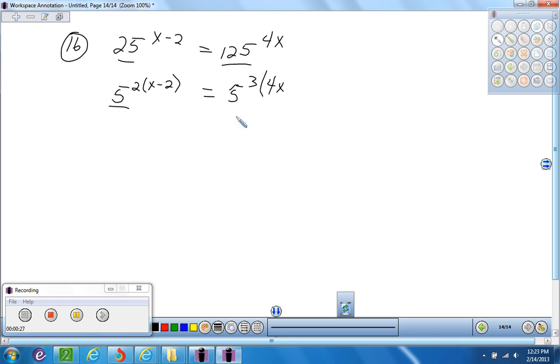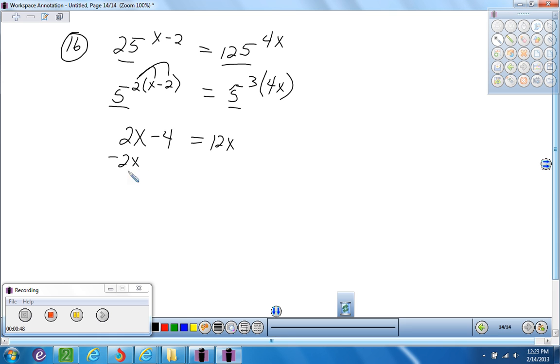Okay, now that they have the same base, we can just put the exponents equal to each other. So we'd have 2(x−2) is equal to 3 times 4x. I'm going to go ahead and distribute this, so I'm going to end up with 12x. But again, once you've got the same bases, you can just put the exponents equal to each other.